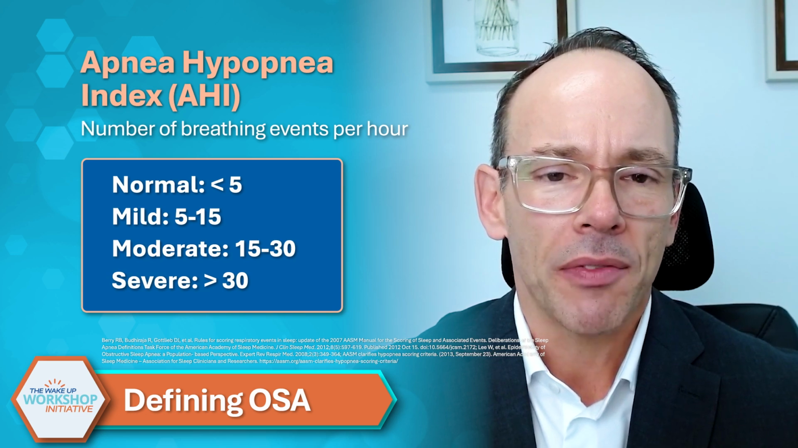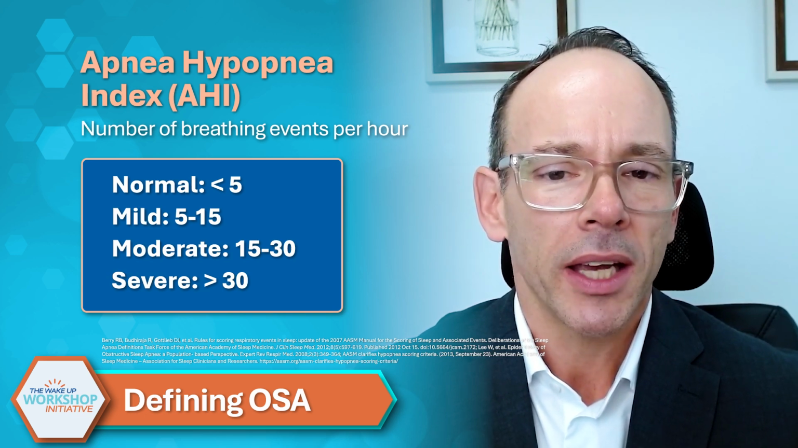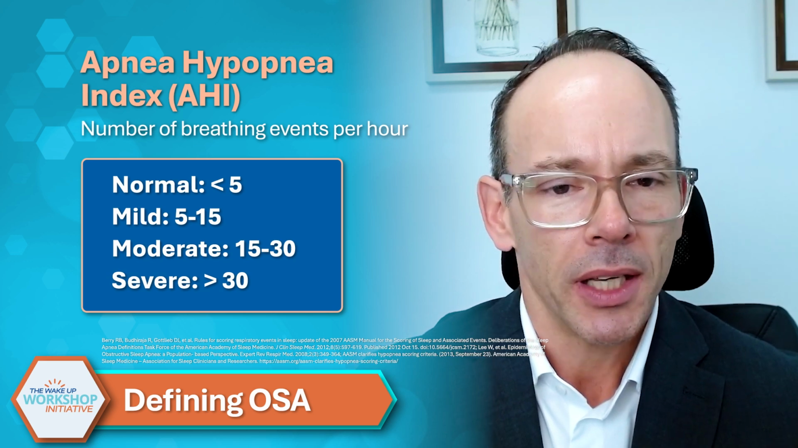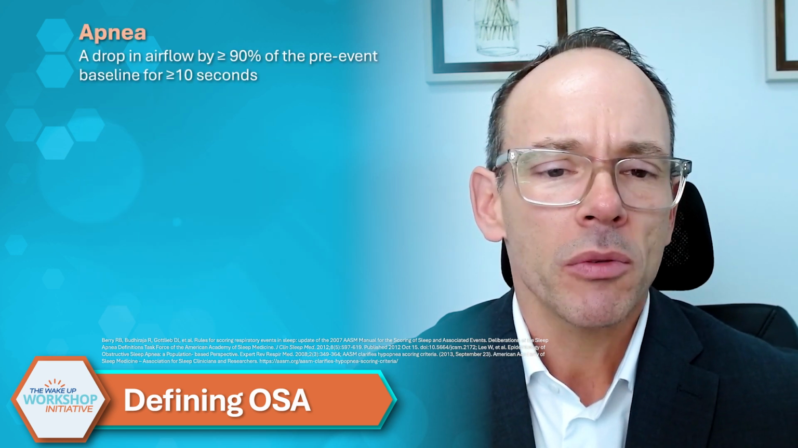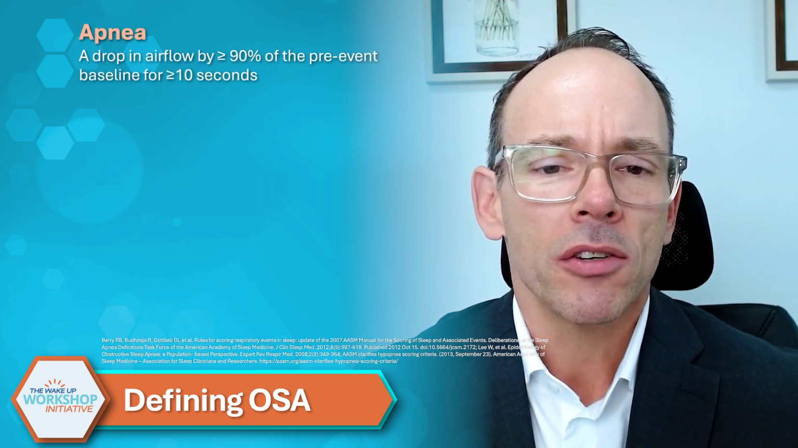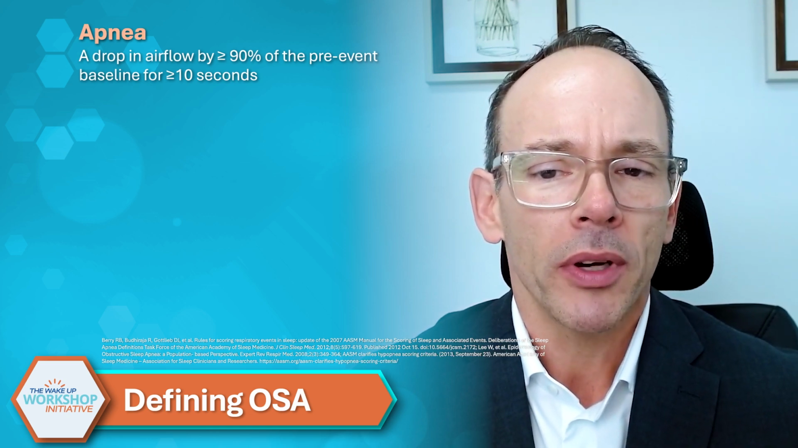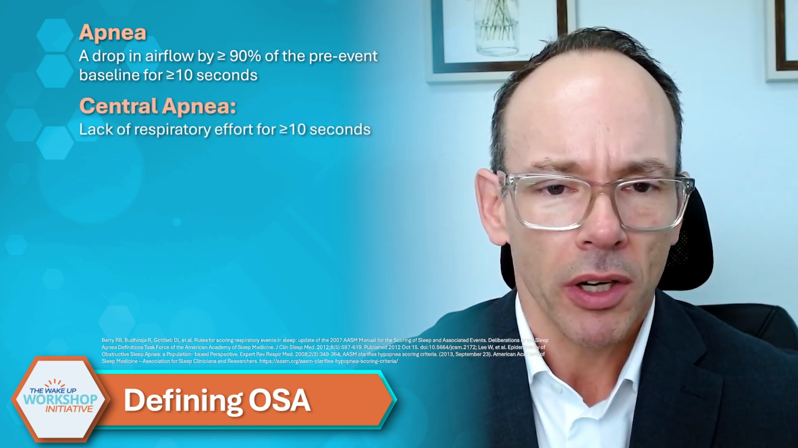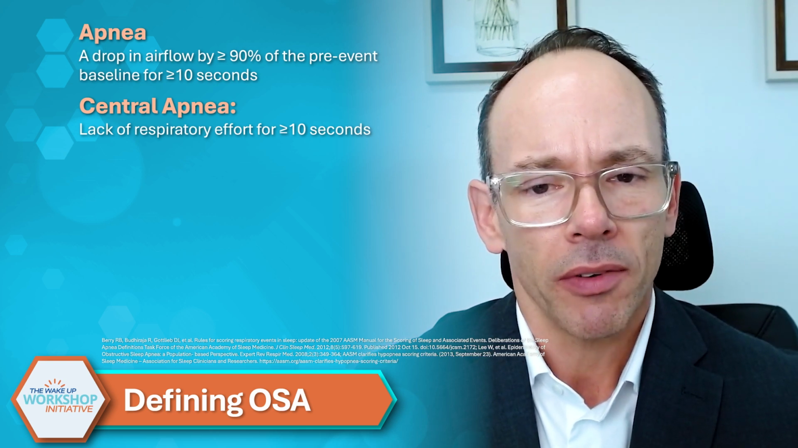Now let's take a look at the different events and how we characterize them and how they contribute to that Apnea-Hypopnea Index. So first, we define an apnea as a reduction in airflow by at least 90% of the pre-event baseline that lasts for at least 10 seconds. There are two different forms of apnea. There are obstructive events and there are central events.